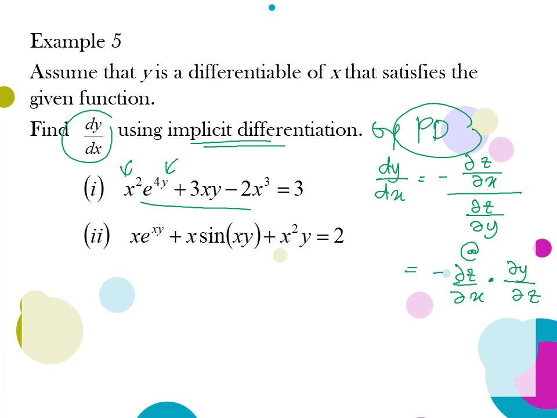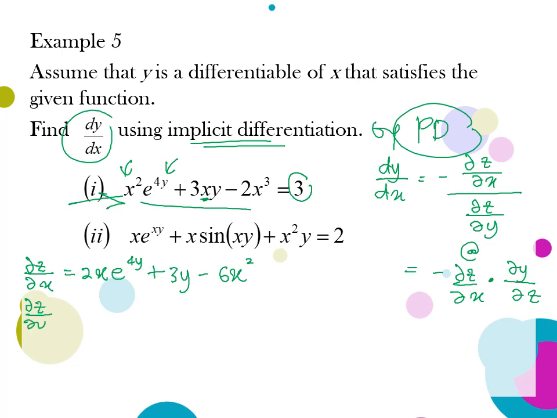Partially differentiate this function, del z with respect to x first. This one will become 2x exponent 4y, plus with this x becoming 1, you have 3y only. This x will give you negative 6x squared, and this constant will be 0, so minus 0, don't write it.